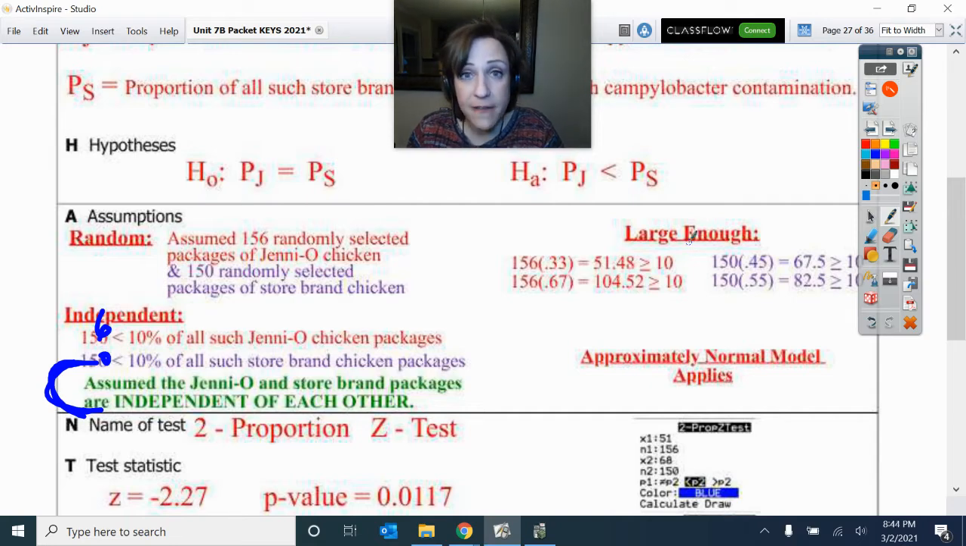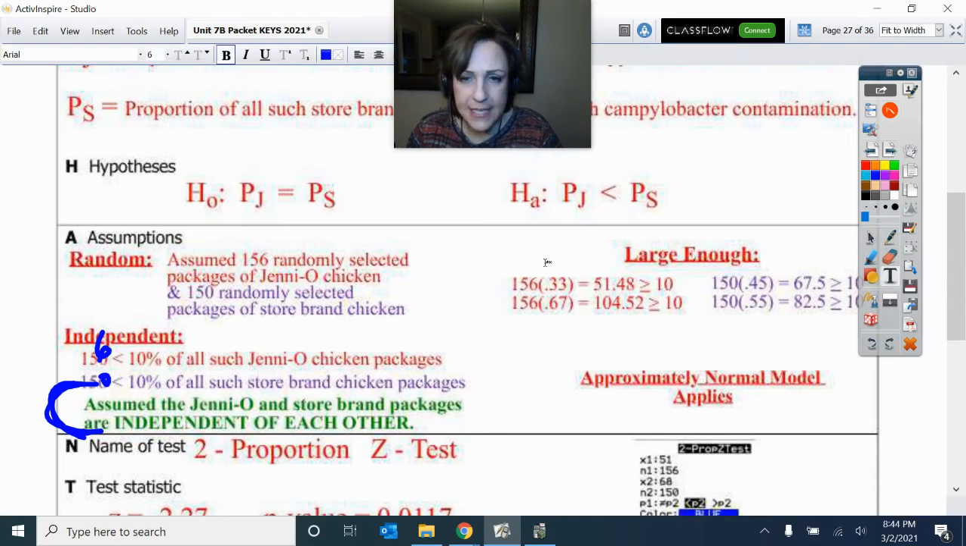All right, so our large enough condition. It would have been nice if I had labeled this one as the Genio, and then labeled this one over here as the store brand, instead of just having these sets of numbers. Even though I color coded them, it would have been nice to do a quick label. So that I've got at least 10 successes and at least 10 failures for Genio, and at least 10 successes and at least 10 failures for the store brand. Okay, so the approximately normal model applies.